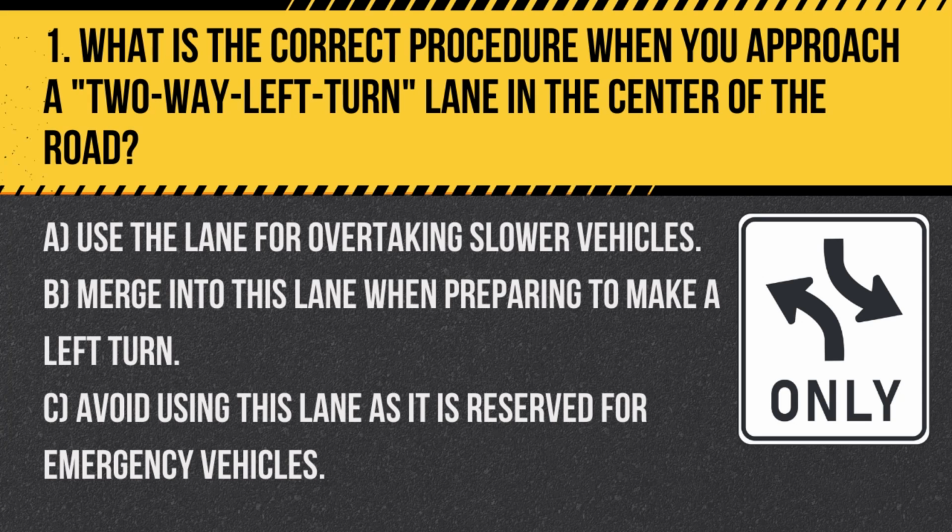Question 1. What is the correct procedure when you approach a two-way left turn lane in the center of the road? A. Use the lane for overtaking slower vehicles. B. Merge into this lane when preparing to make a left turn. C. Avoid using this lane as it is reserved for emergency vehicles.